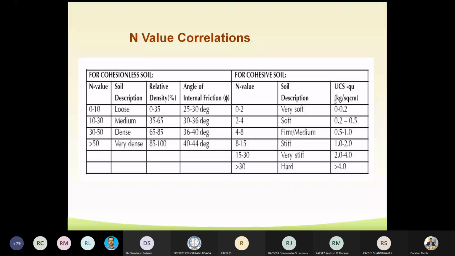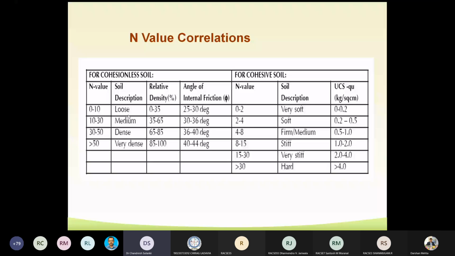But whenever you are using the N value for the interpretation of foundation design, you cannot use only the N value; simultaneously we need to know the soil type. Why is it necessary? Just I am telling you, in case of cohesionless soil, if the N value is 10, the soil is classified as a loose sand.